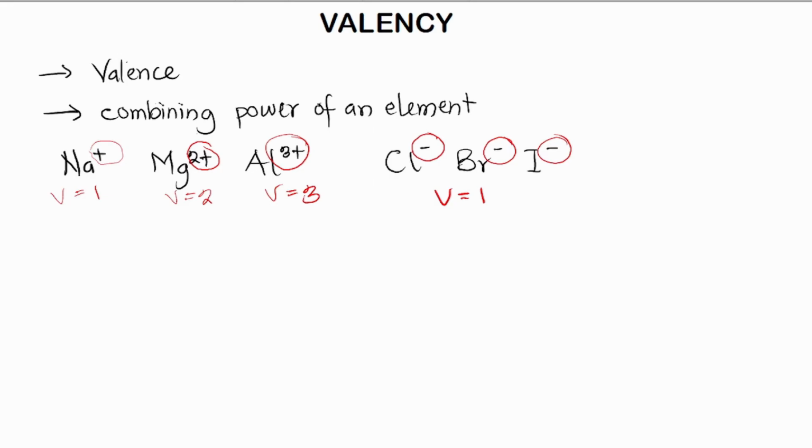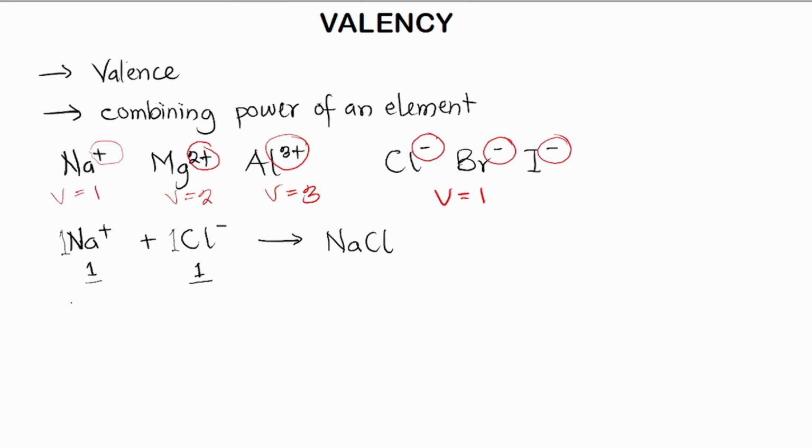Permutating between the aforementioned ions, if sodium and chlorine were to combine, we would need just one chlorine atom to combine with one sodium atom to form sodium chloride. This is because the valency of sodium is 1, while the valency of chlorine is as well 1. So in the sodium chloride compound, we find just one atom of chlorine and one atom of sodium.